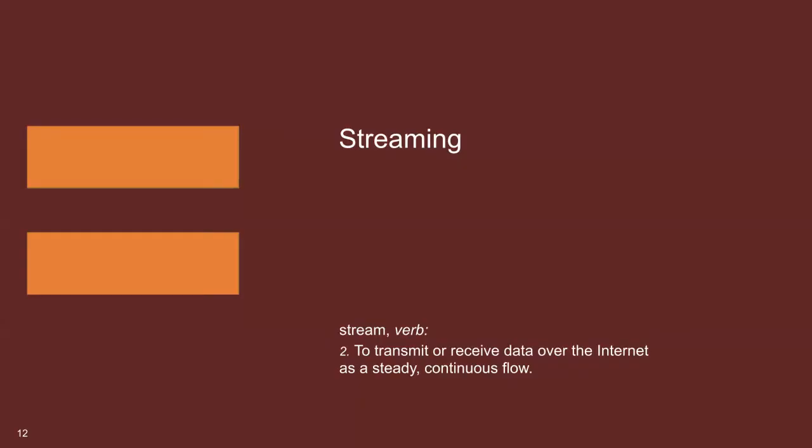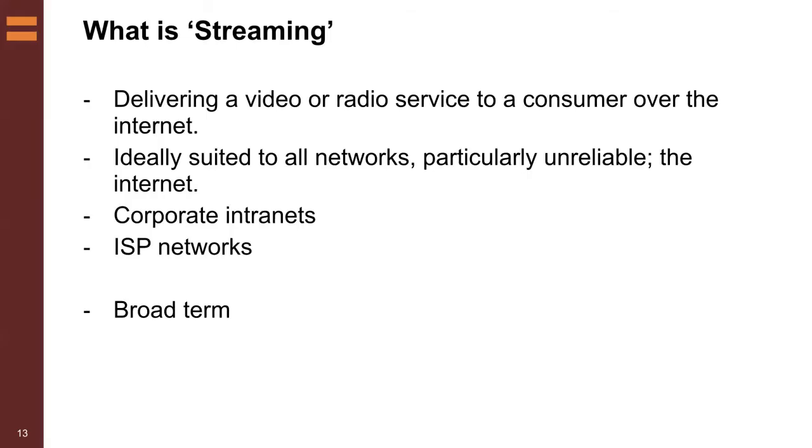So now we can look at streaming. It's an ability to get things from, whether it's a video or radio, over the internet. Typically, you can stream in many different ways, but most people, when they say streaming, what do they mean? They mean using the internet. So we're using the internet to get a video from one place to another. You can do this on any network, but it's actually the unreliable ones, like the internet, which streaming in its modern sense has been designed for.